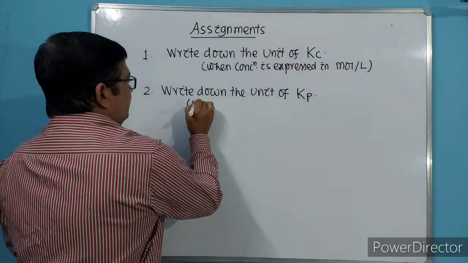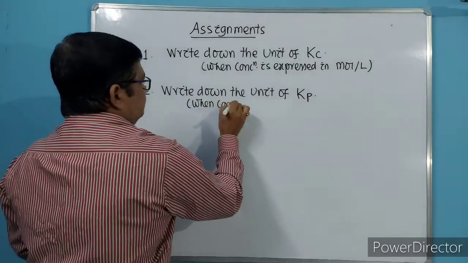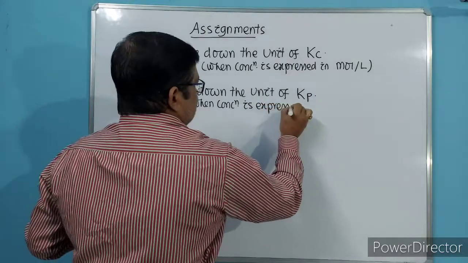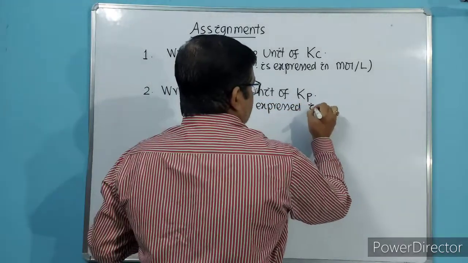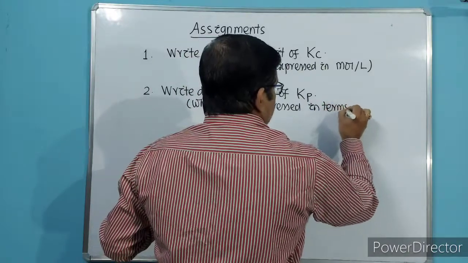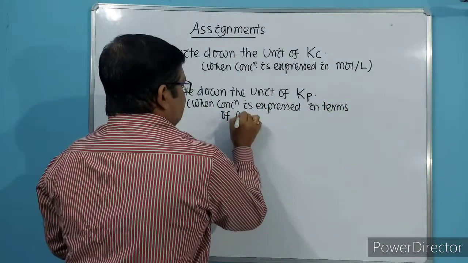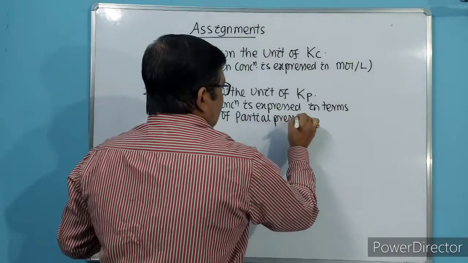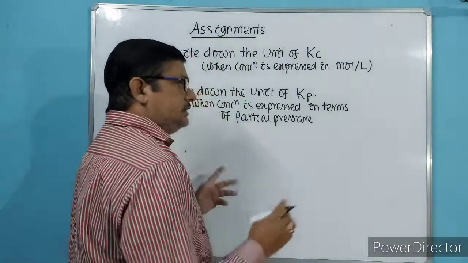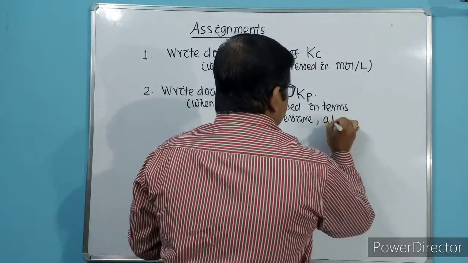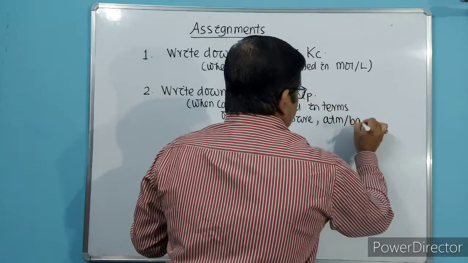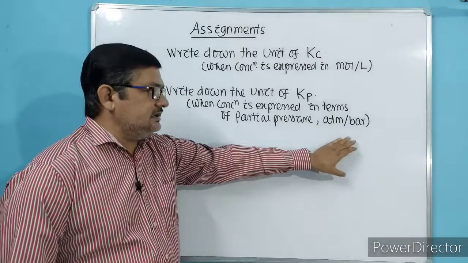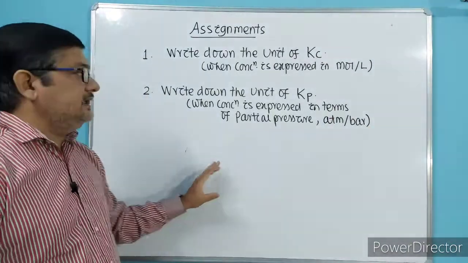That means when concentration is expressed in terms of partial pressure, the concentration unit will be replaced by a pressure unit, let it be atmospheric or bar or anything. I am giving you here atmospheric or bar, that is in terms of atmospheric pressure or bar. Then what will be the unit of Kp?